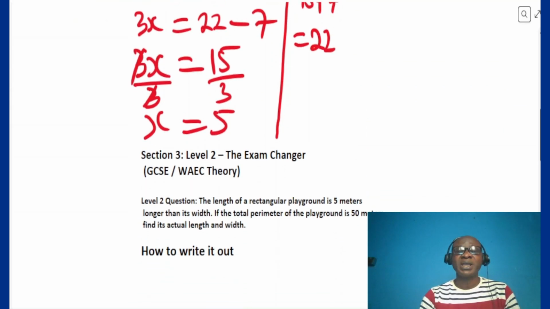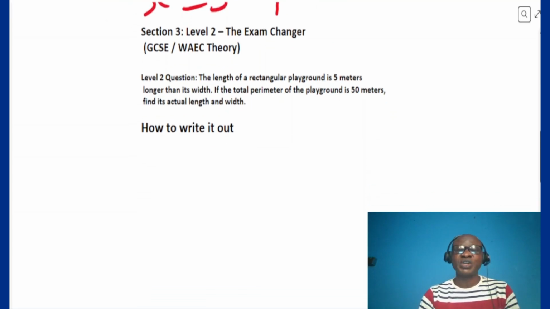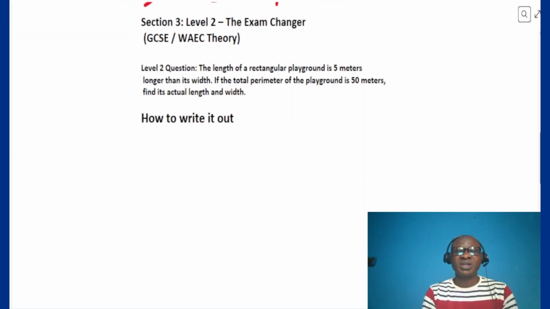How then do we see the question if you are at WAEC GCSE level? Maybe foundation, and you are in your SS2 preparing for WAEC or for your GCSE maybe in a year's time. You begin to see questions such as this: the length of a rectangular playground is 5 meters longer than its width. If the total perimeter of the playground is 50 meters, find its actual width.